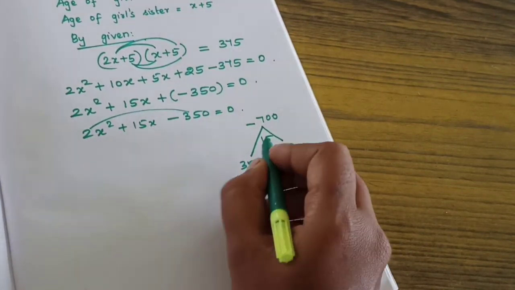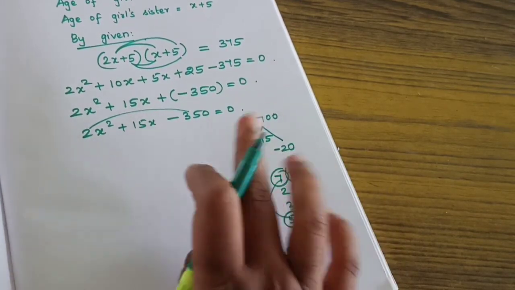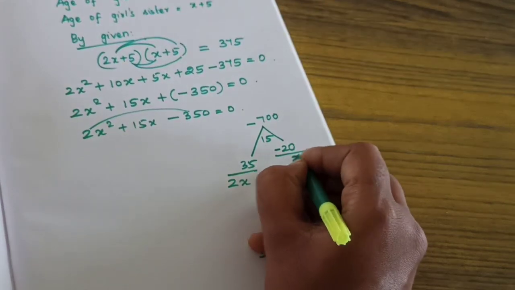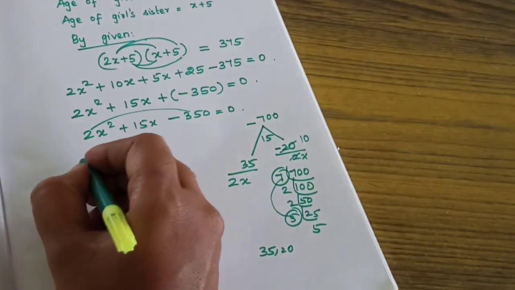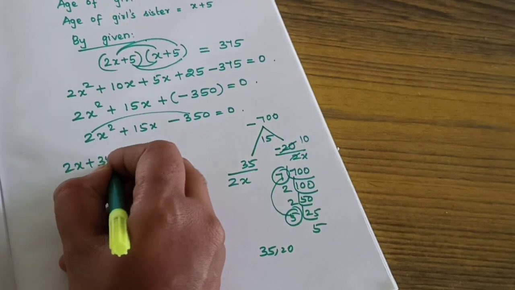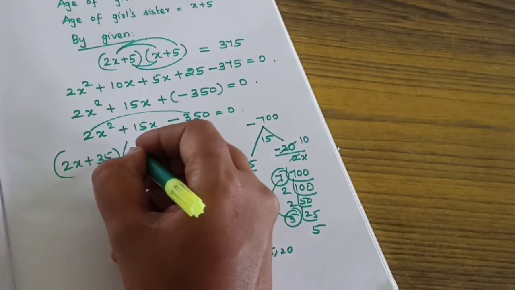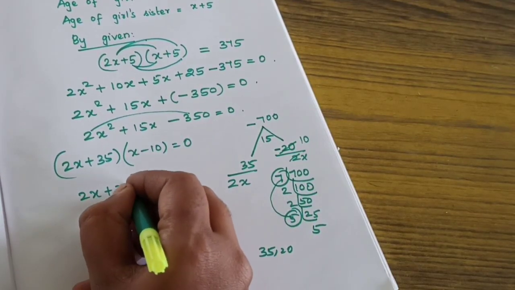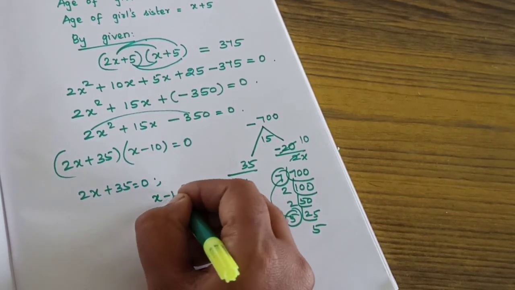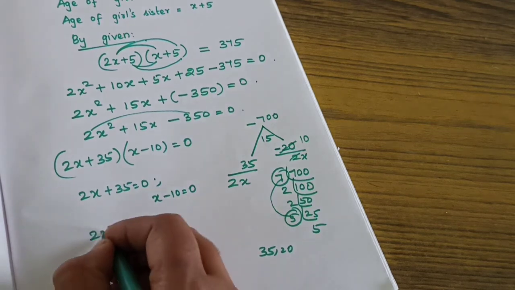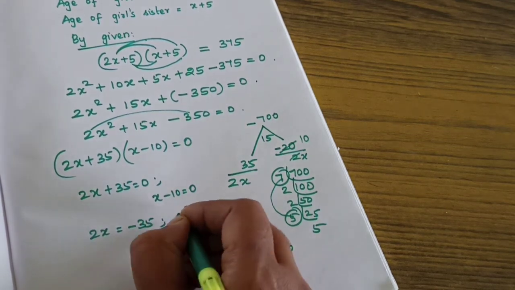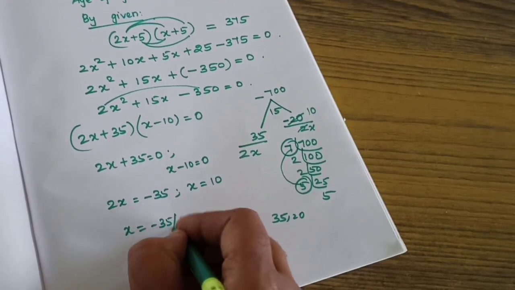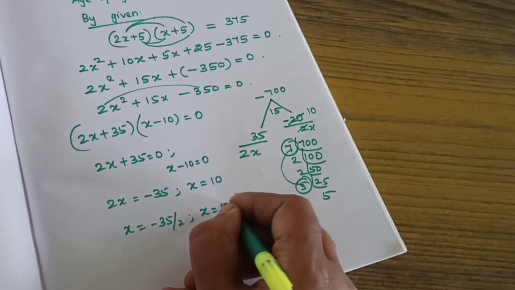Okay. So here we need to get the minus sign. So minus multiplying, 35 by 2x by 2x. While cancelling this we are getting 10. So here (2x plus 35) into (x minus 10) equal to 0. So 2x plus 35 equal to 0, otherwise x minus 10 equal to 0. So 2x equal to minus 35, x equal to 10. Here x equal to minus 35 by 2 and x equal to 10.